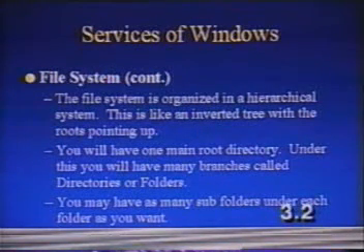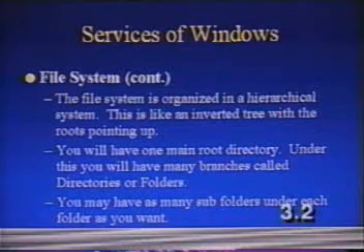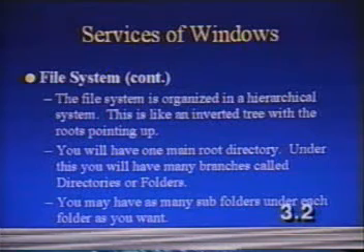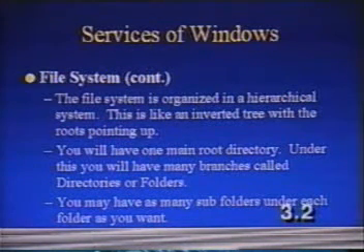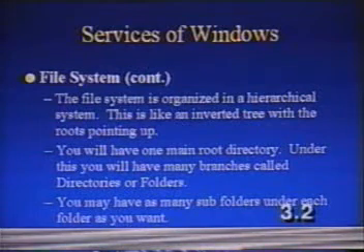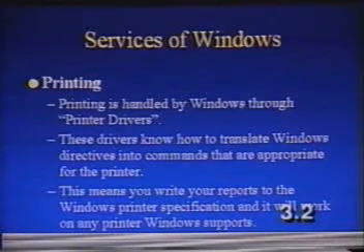Now, a file system is organized into a hierarchical structure. It's like an inverted tree with the roots pointing up. You'll have one main root directory, and under that you'll have branches called directories or folders. You can have as many subfolders under each folder as you want. The reason why we're mentioning all of this here is because you realize that when you develop your source code, you're going to want to save this, and you're going to be saving this in some sort of file on the disk.